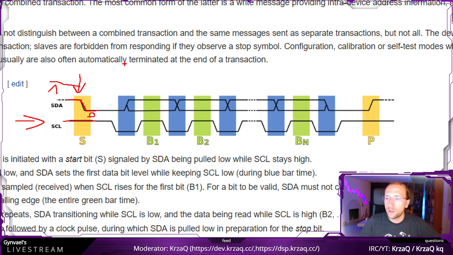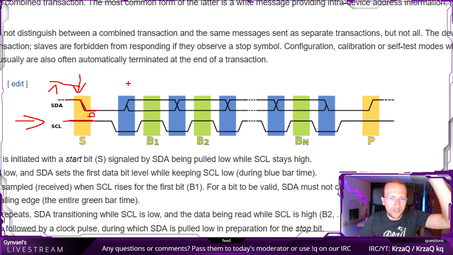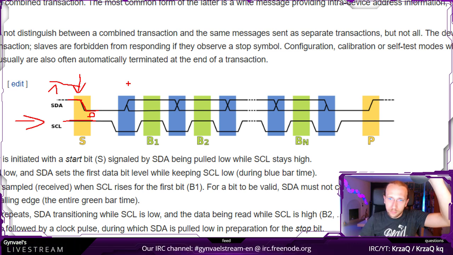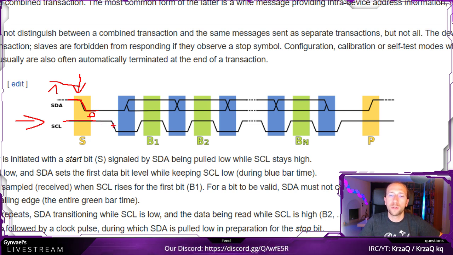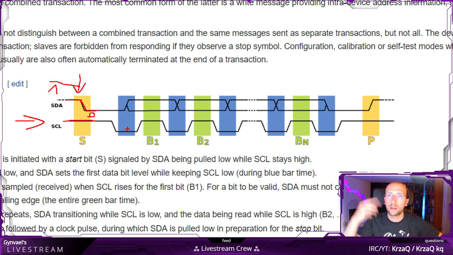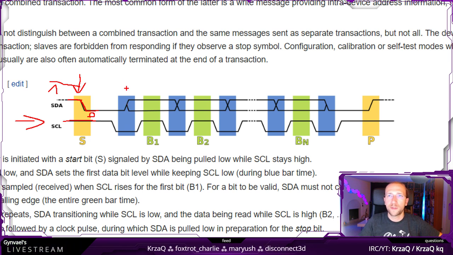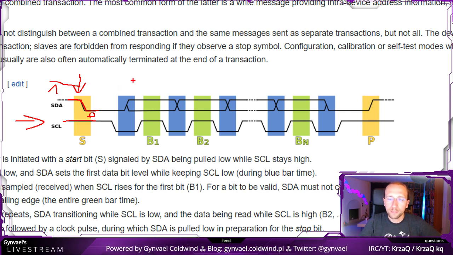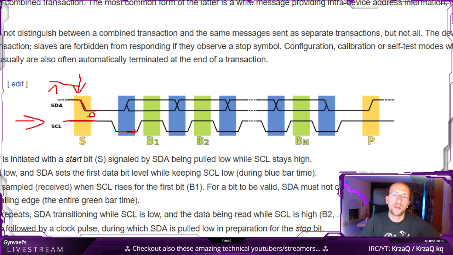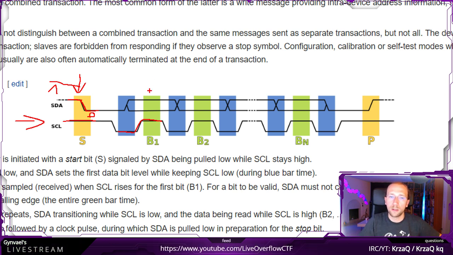The rest of the transmission is going to be in two cycles. First, the clock is going to go down, and while the clock is down, whichever side is currently sending the data can set the data bus to either 0 or 1, depending on whether it wants to send a 0 or a 1. Then the master brings the clock up, and there is time for the other side to read the state of the data bus. Is it a 0 or a 1?